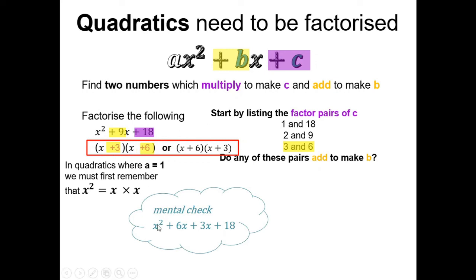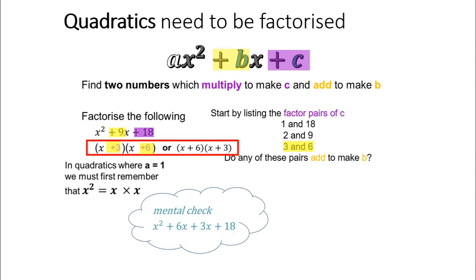So if I do x times x makes x squared, good. X times 6 makes 6x. 3 times x makes 3x. And 3 times 6 makes 18. Now, these middle two terms need to add together to make my middle term, which is 9x, and 6x plus 3x does make 9x. So I'm happy with that. Good. Again, our answer is this in the red box here. Either this pair of brackets or that pair of brackets. You don't need to put both of them in this case. The important thing is that you simply found the factor pair that would multiply to make this quadratic.